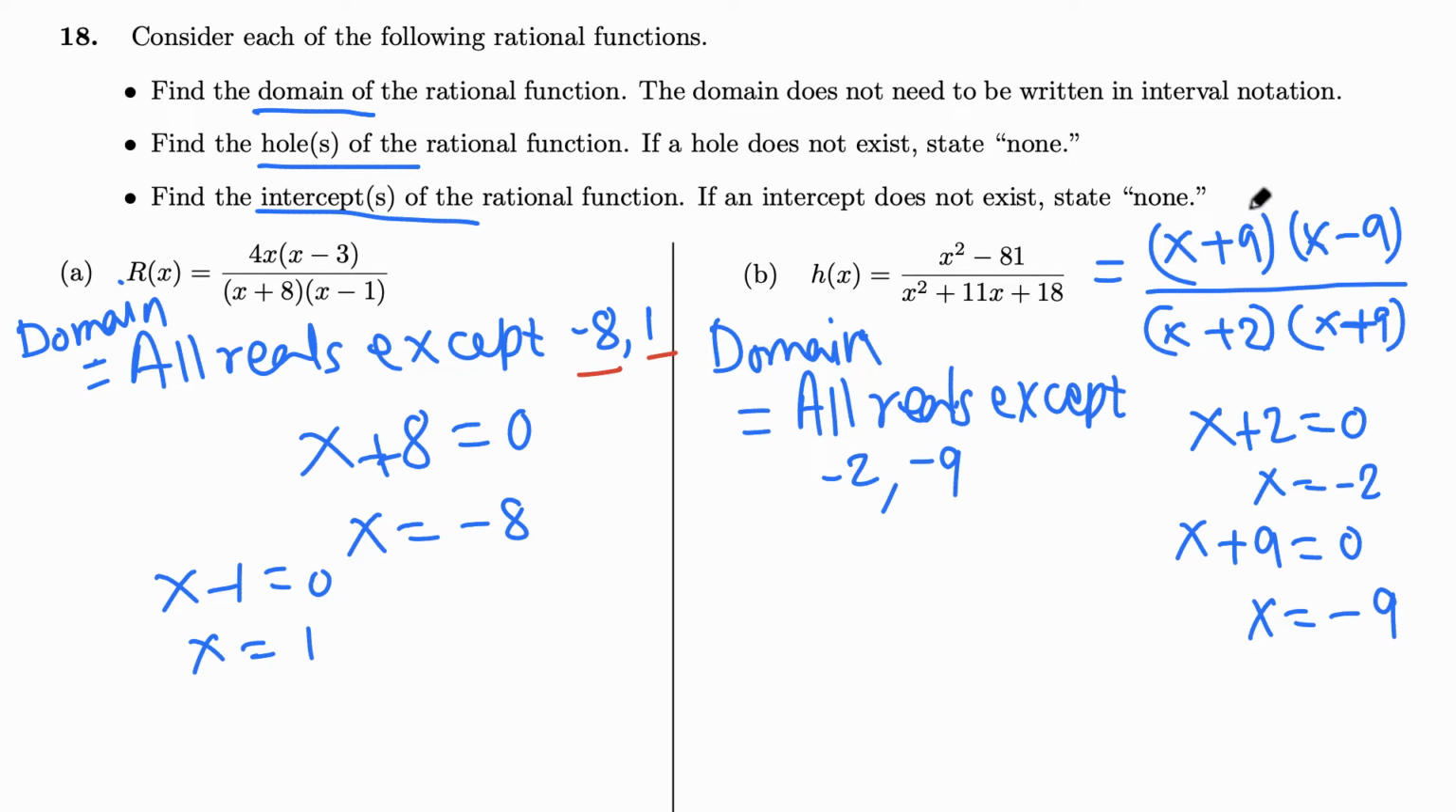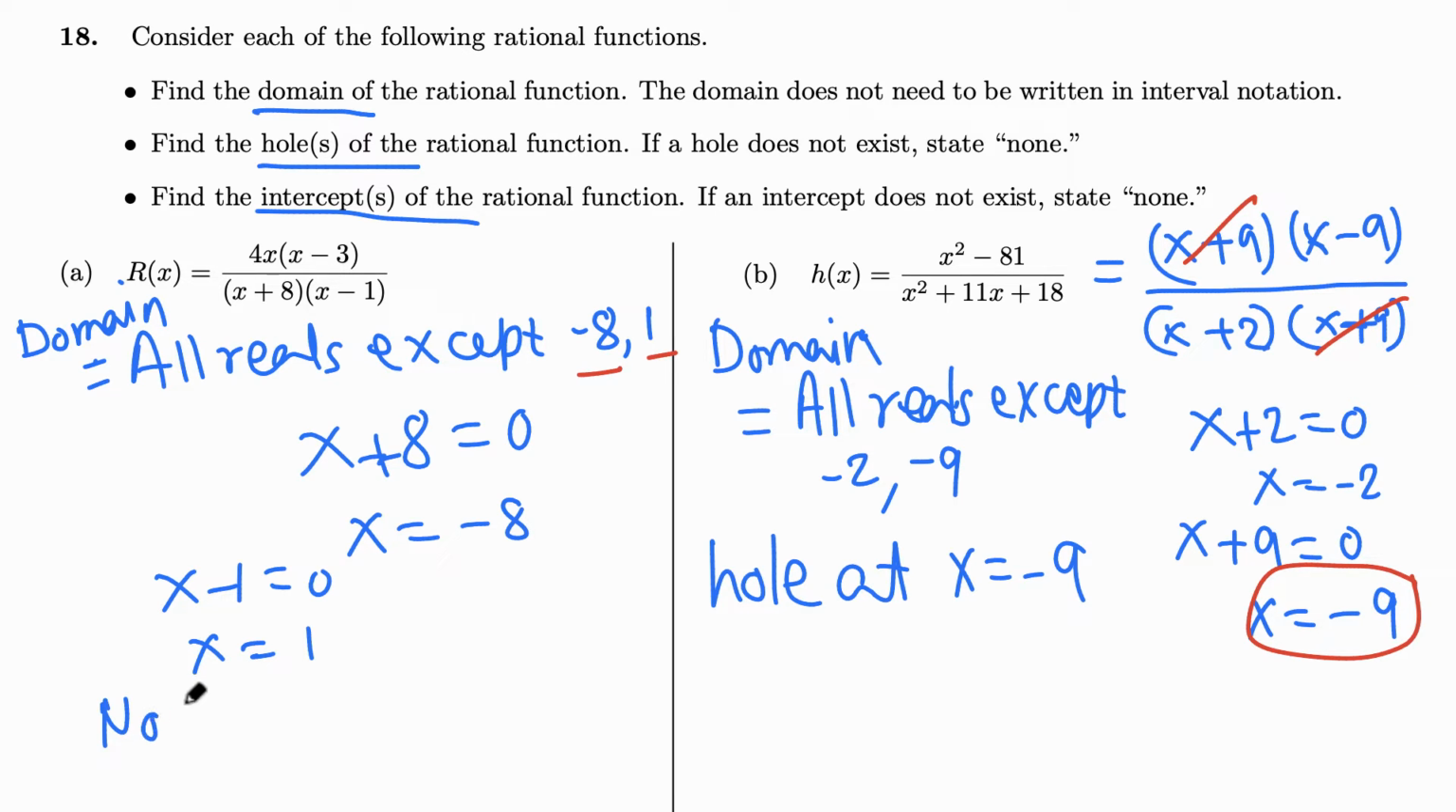But in this question, we can see x plus 9 cancels. That means at x equals negative 9, we have a hole in the graph. Okay, so hole at x equals negative 9, because these two factors cancel. But here, no hole on the graph.